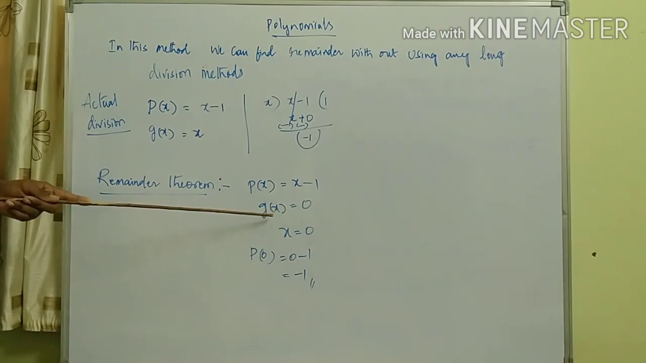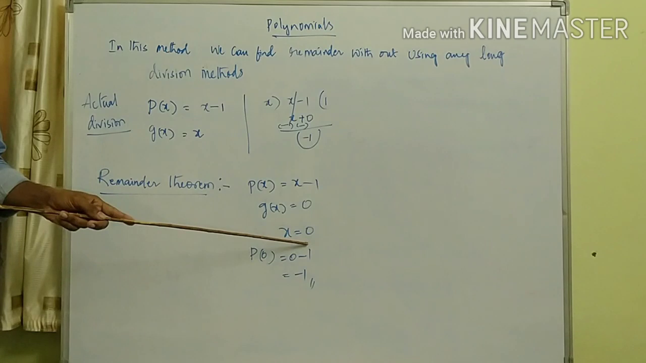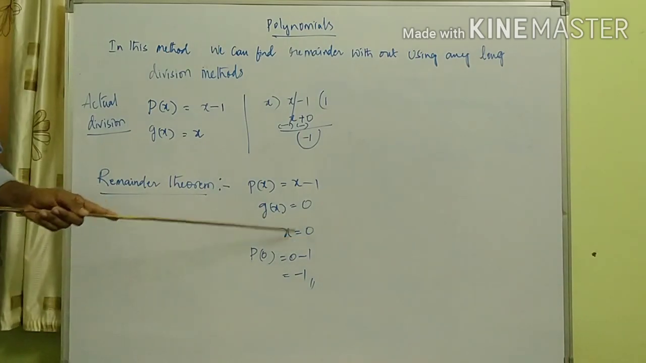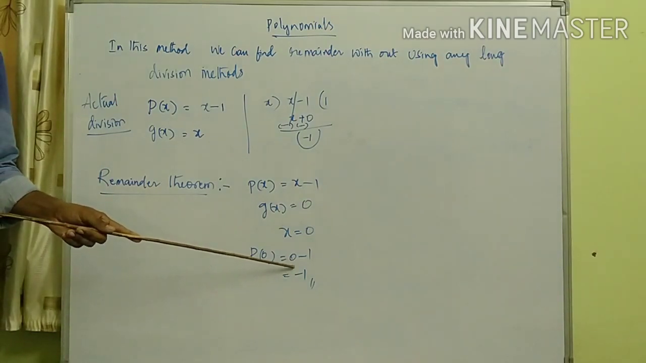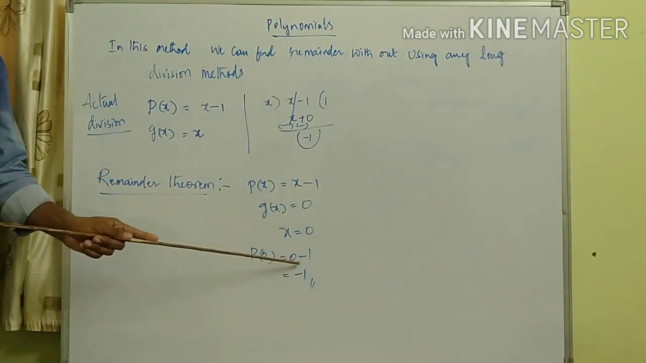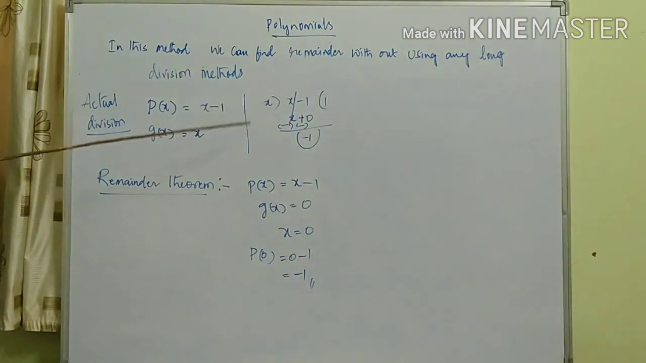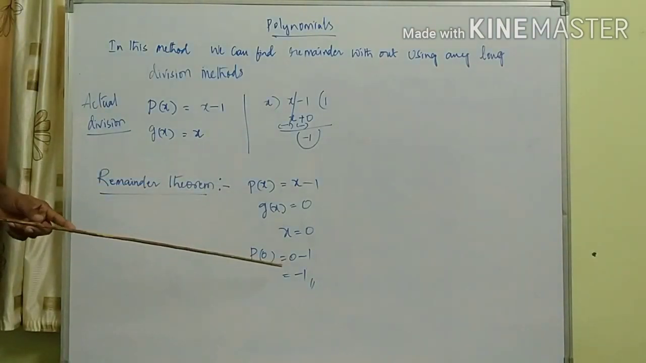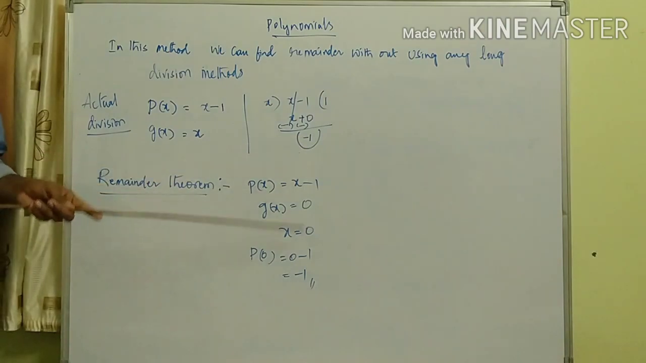So in this remainder verification theorem, we have to equate g of x to 0. Here the value of g of x gives x equals 0. Let's substitute this value in the given polynomial. So then p of 0 is equal to 0 minus 1. So the final result is minus 1. So both results, from the long division method and the remainder theorem, state that both procedures give the same result.